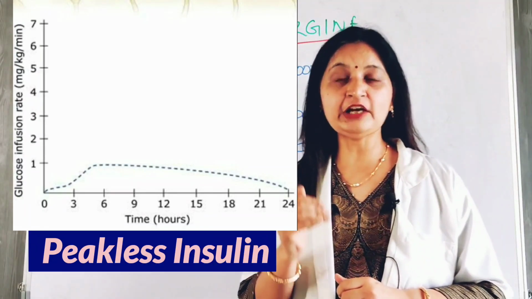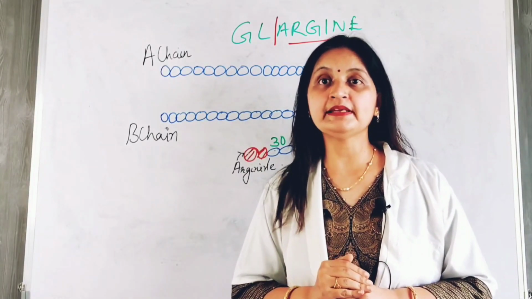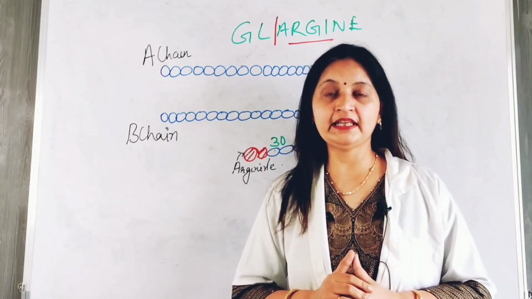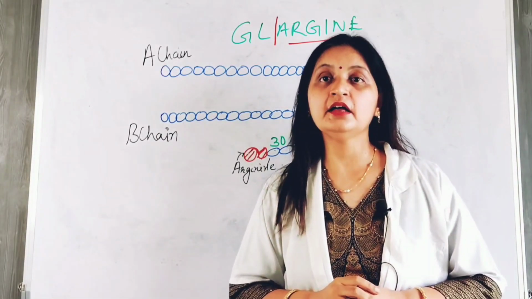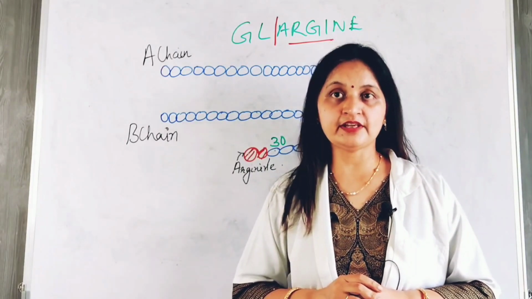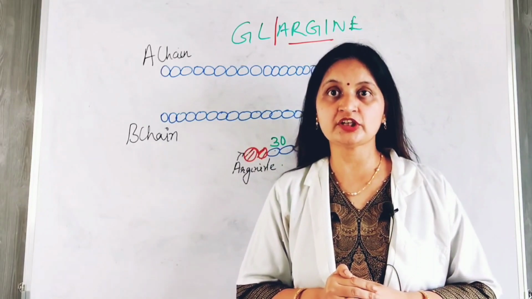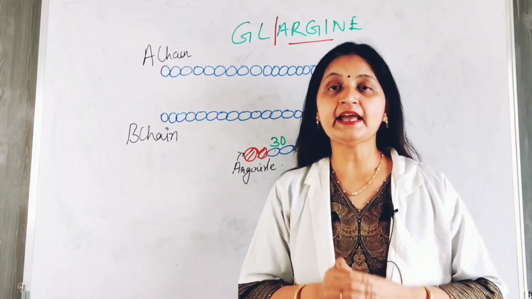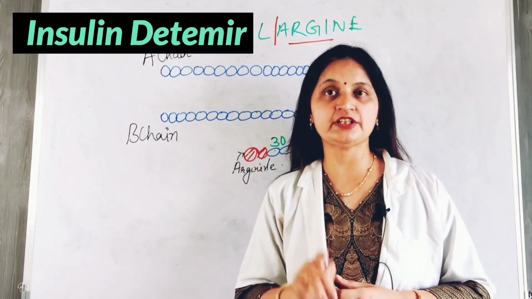It is also known as peakless insulin because it does not have a peak. It provides a steady concentration of insulin overnight and in between meals irrespective of the food intake, and this serves as basal insulin, which helps to maintain the blood glucose level in the normal range. It is approved for once daily subcutaneous injection and it can be taken at any time during the day, but it is important to take it at the same time each day.